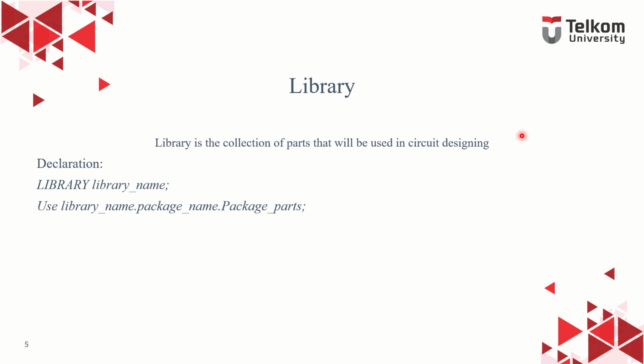A library is a collection of parts that will be used in circuit design. The program will take the library as the base reference when executing commands. If there is no library, the program won't understand any command that you type. The declaration is like this: library name, then the package name you will use, and which package parts you will use.